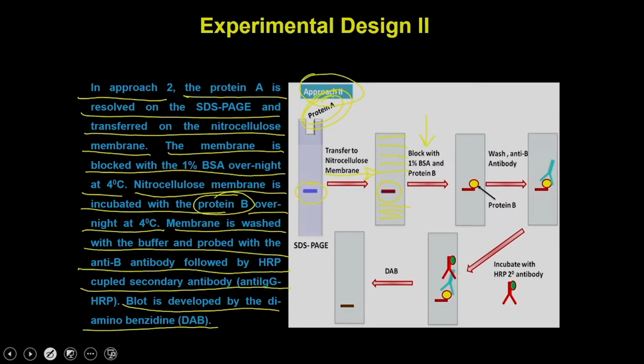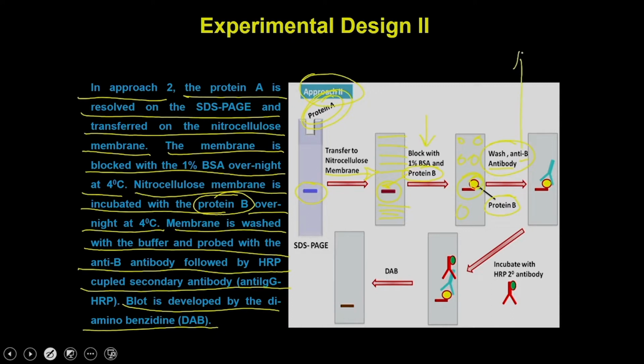And then you add the protein B. Protein B will have two options: either it will bind to the protein A or it will not bind. If it does not bind, then it is not going to give you binding of the antibody as well, and the secondary antibody also will not bind. Suppose the protein B binds to the protein A, then you wash, so that washing removes the non-specific protein B bound to other regions of the membrane, and you add the anti-B antibodies. Anti-B antibodies are only going to detect the protein B.